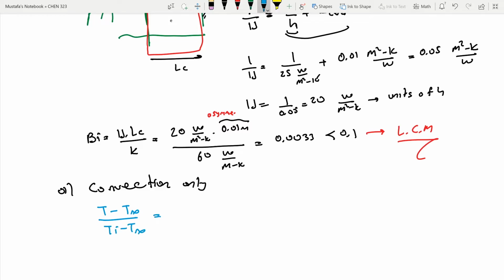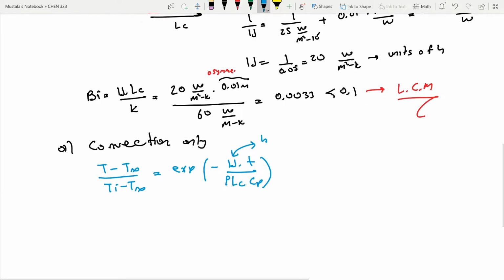So this is the equation that we already derived. Exponential minus U times t over rho L_c c_p. Okay? And again here, h is replaced by U. So in this case, that is the main difference here. And I'm interested in finding the time to reach 1200 degrees Celsius. So I will rearrange this equation. I'm interested in finding time to reach 1200 degrees Celsius.